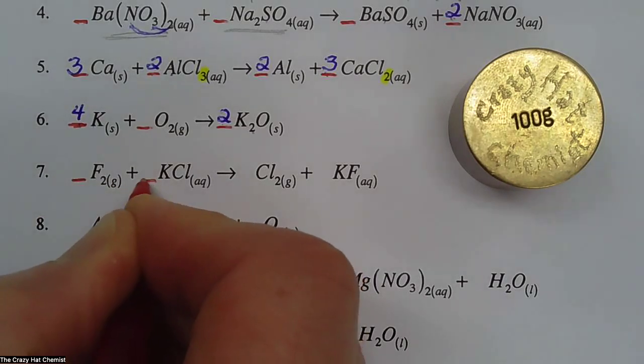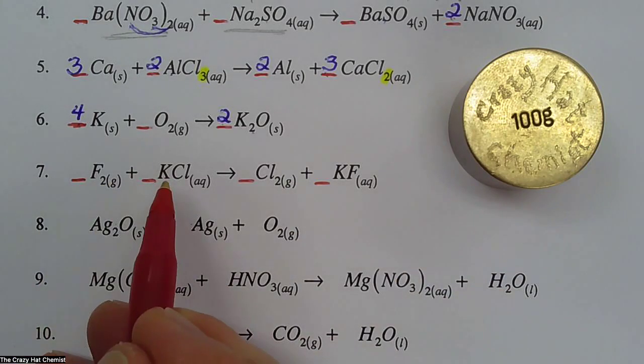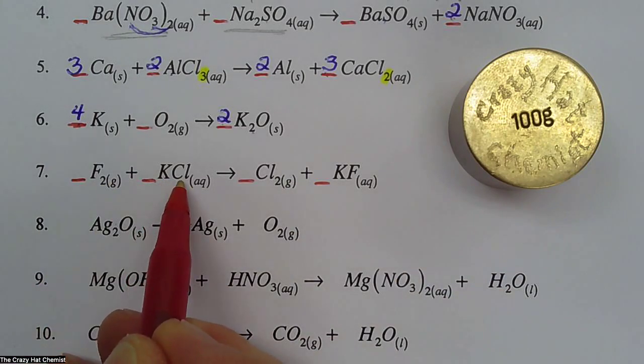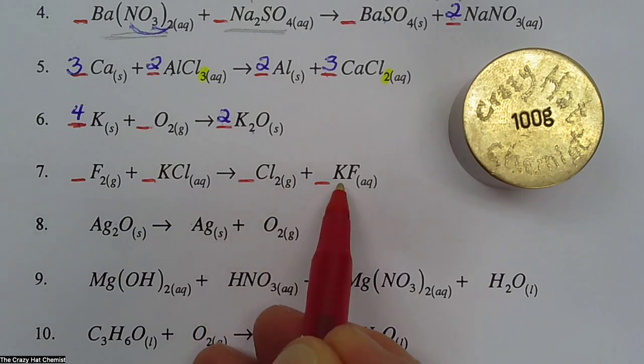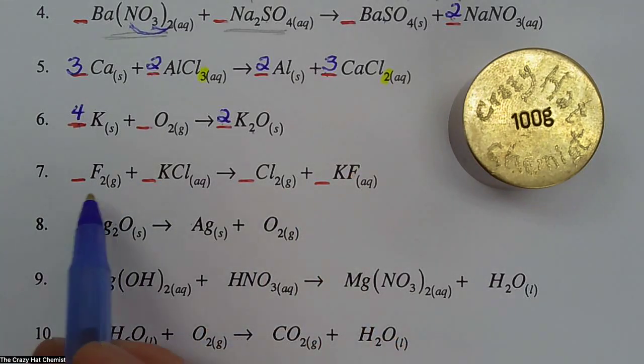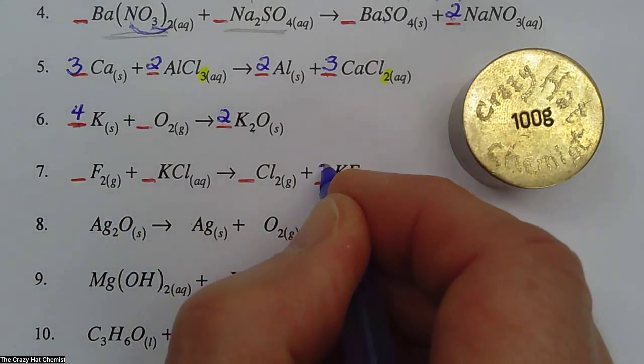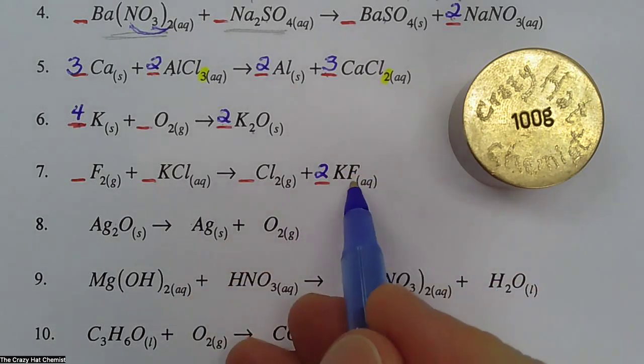So number 7 is a single displacement reaction where we have fluorine plus potassium chloride produces chlorine and potassium fluoride. That's number 7. There are 2 fluorines on the reactant side. There's 1 fluorine on the product side. So I want to place a 2 coefficient in front of the potassium fluoride.